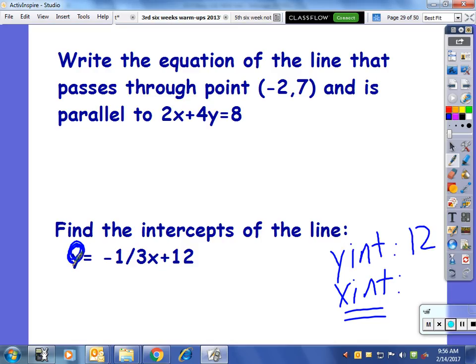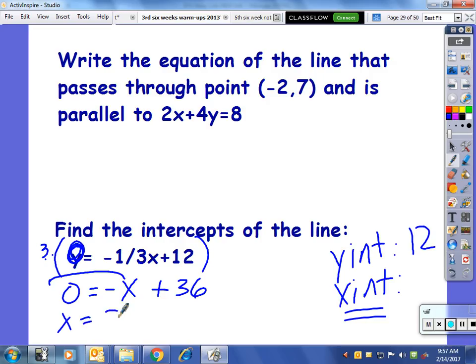Now, I need to make this more user-friendly. I want to get rid of that fraction, so I'm going to multiply everything by 3. 3 times 0 is still 0. 3 times -1/3 just becomes a giant -1x. And 3 times 12 is 36, and now I'm almost done. I would just move this -x to the other side, and I'm done. What's the x-intercept here? 36.